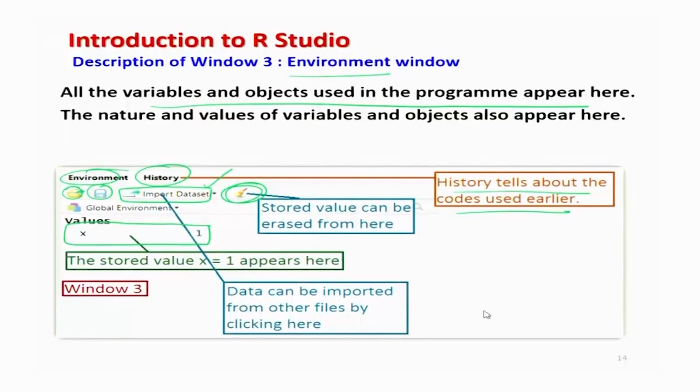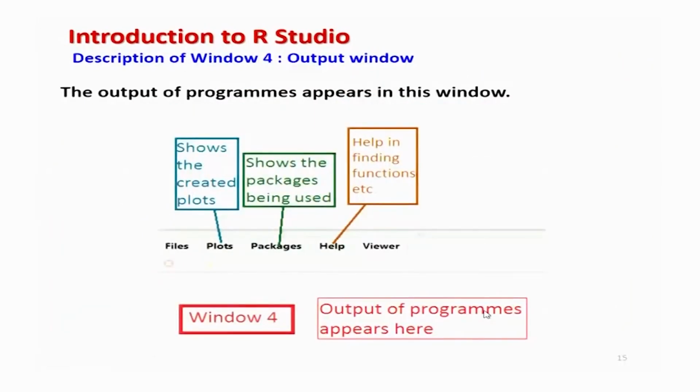So now after this, we come to our fourth window, where I can show you what you are going to do. Yeah, the fourth window has several functions. So if you try to see here, that is actually an output window, whatever is the output of your execution will appear here. So you can see here files, then plot, then packages, then help, and then viewer.